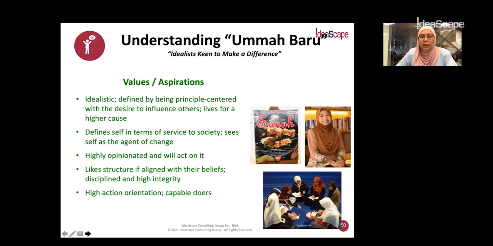So what are they about? They are idealistic people. They are defined by what they strongly believe in. And not only do I believe, I must influence others. I must make sure that I spread this good cause to people, and they are on a lifelong journey of recruitment. How they define themselves is in terms of service to society. It's about what can I do for the good of the people around me. They're highly clever, highly opinionated, and they will iconize it.